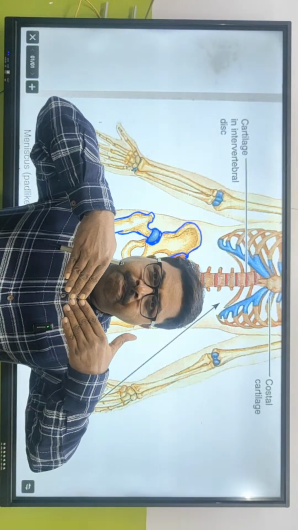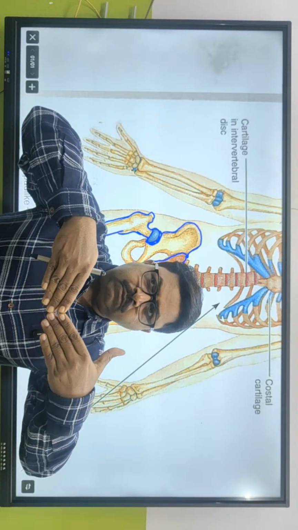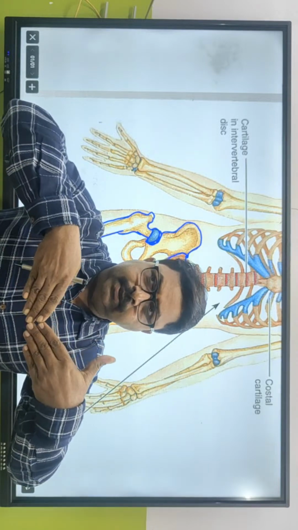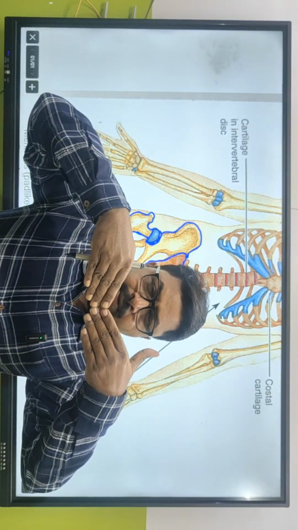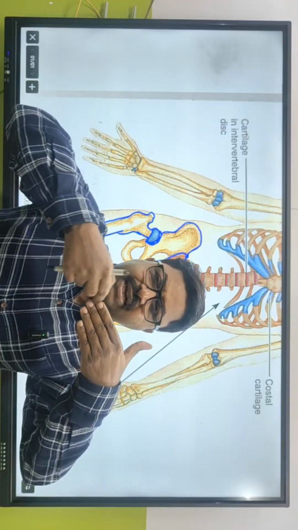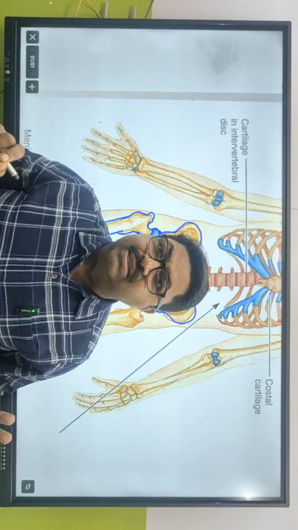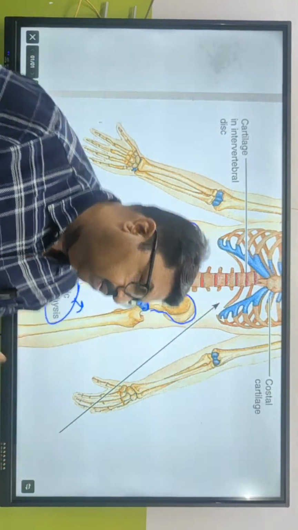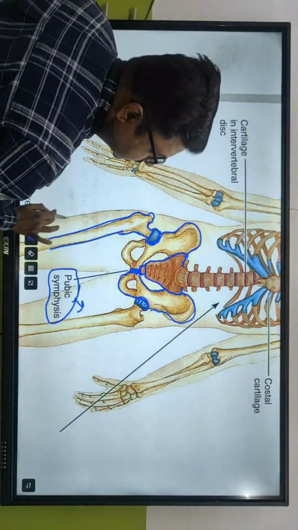If it were fixed, you would have to hop. So when you start walking, what happens over here? There is a slightly movable joint. So this is an example of a slightly movable joint, otherwise called a cartilaginous joint. We are going to study under that.